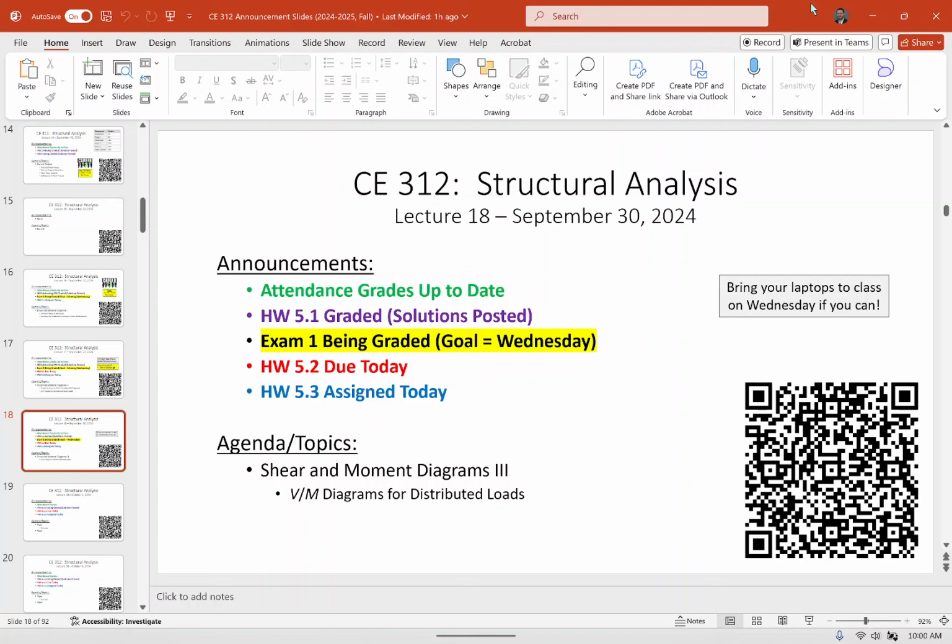Let's get started. Lecture 18. How did shear and moment diagrams for point loads go? Hopefully that was easy. I'm hoping it was.